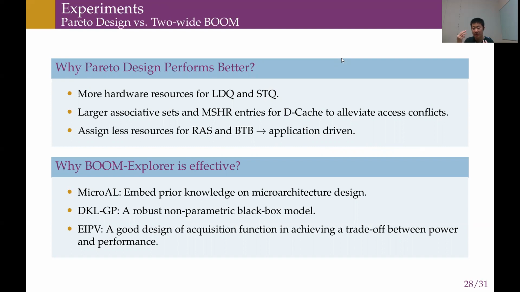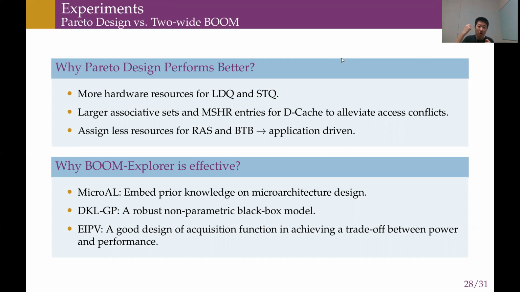Because of 3 facts. First, we assign more hardware resources to LDQ and SDQ. As I introduced, LDQ and SDQ are 2 important queues that can solve the bottleneck between the core and the D cache. Then we assign larger associativity and MSHR entries for the D cache to alleviate data access conflicts. Third, we assign fewer resources to ROB and BTB. I think this is application driven because in our evaluation applications there are not too many branch instructions, so we can decrease power consumption on this point.